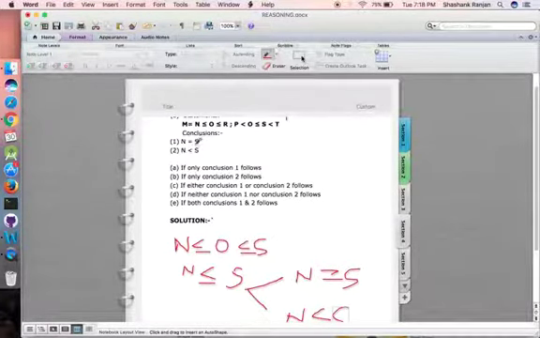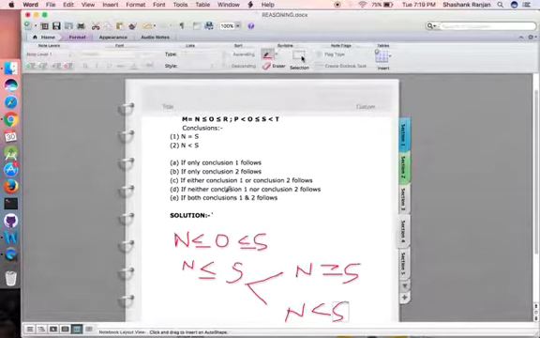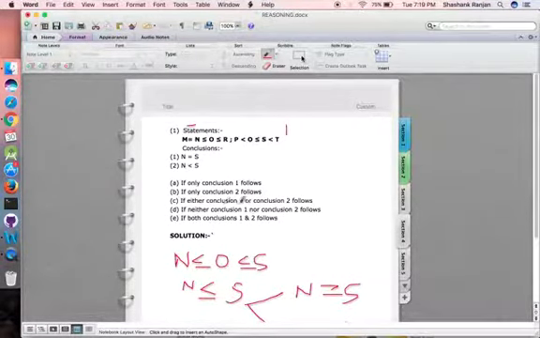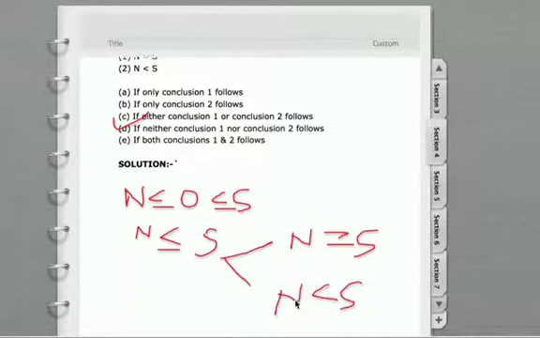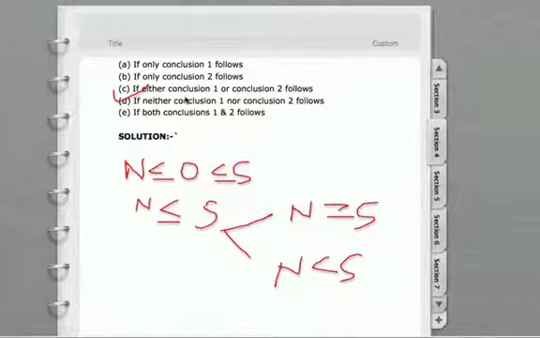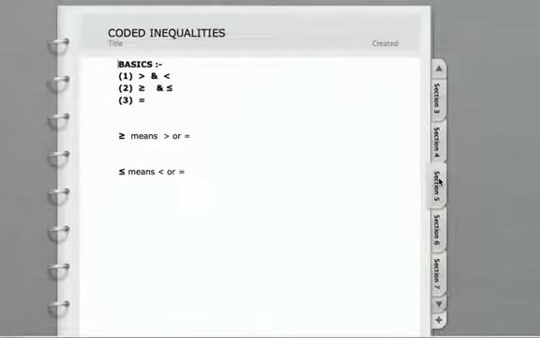But here this and this are given in two different options. First is n is equal to s, and second is n is smaller than s. So we can say that either conclusion 1 or conclusion 2 follows. So in this type of question we check. I hope you understand the concept. So the answer will be: either conclusion 1 or conclusion 2 follows. So moving toward the next question.